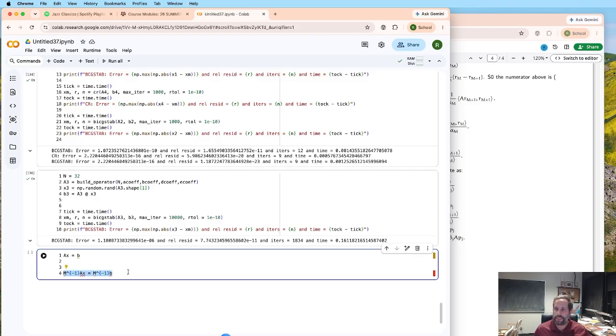Okay, so the idea is to solve this system here, and the point is that we want M inverse times A to have better spectral properties than A. So in some sense, we want M to be an approximation to A, so that M inverse is an approximation to A inverse, so M inverse A has good spectral properties. That's essentially what we're looking for here.